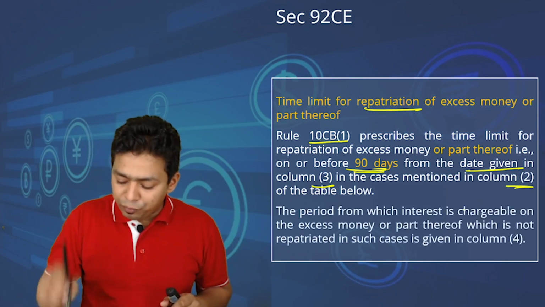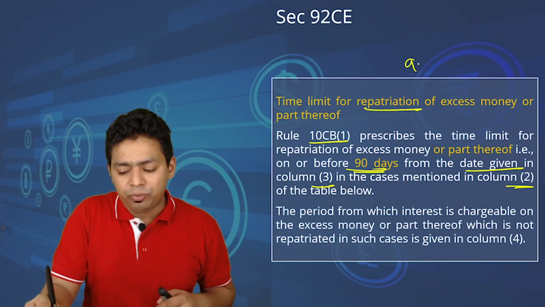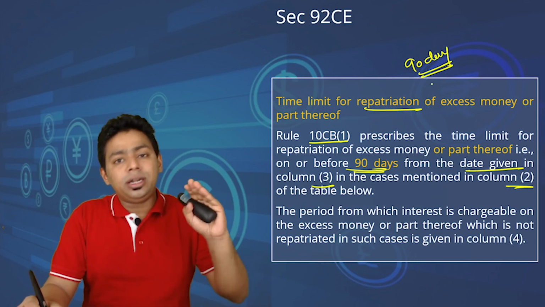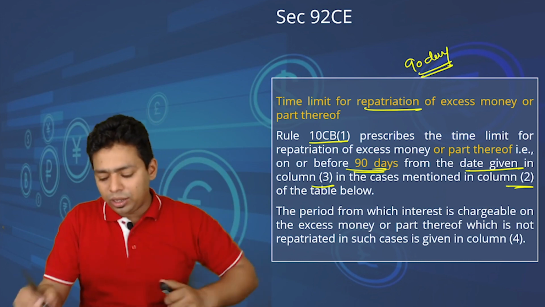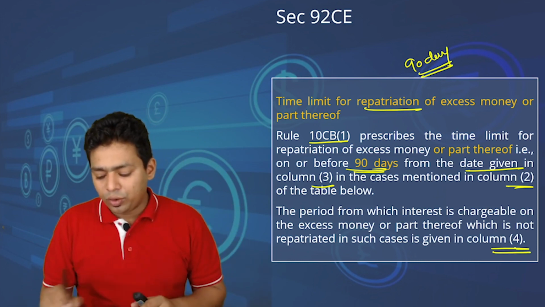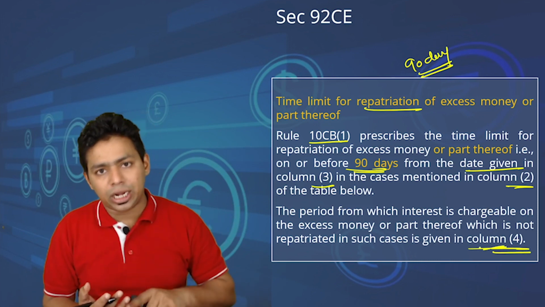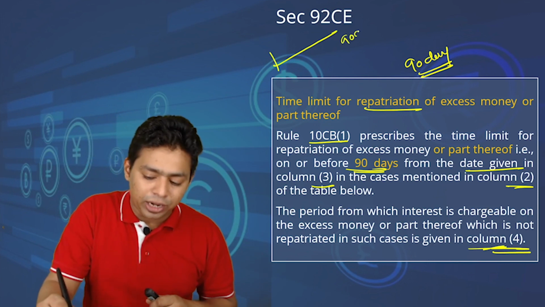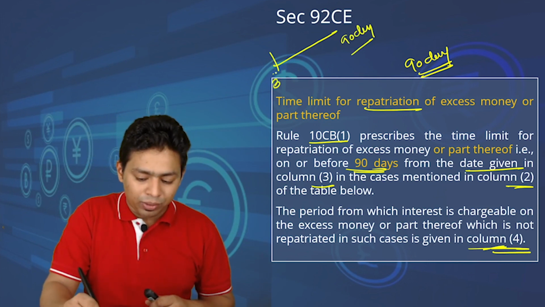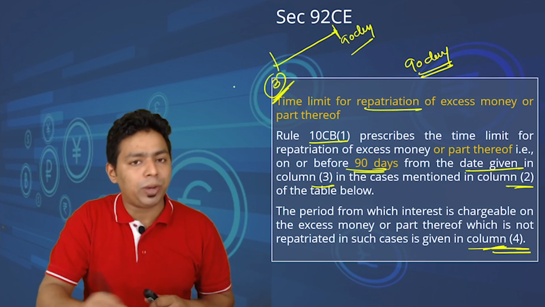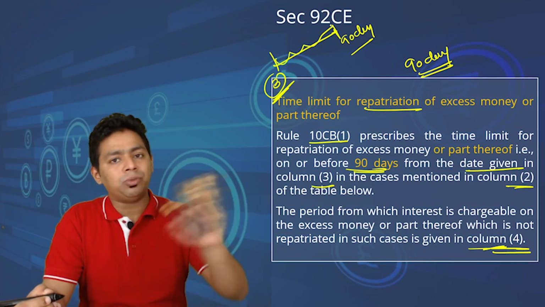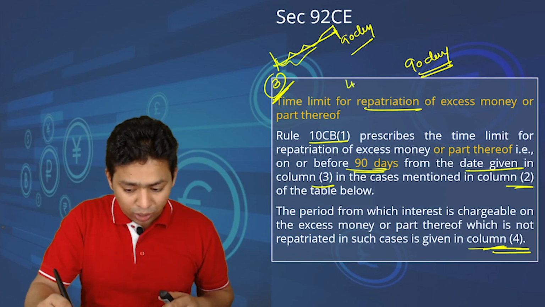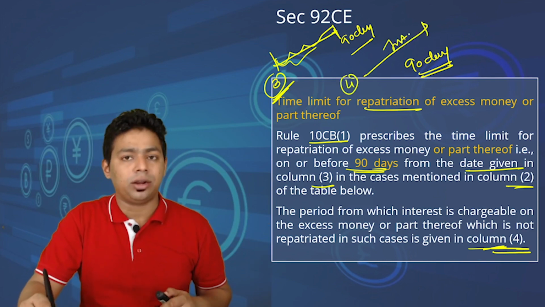The period from which, if it is not repatriated within 90 days, we have to start charging the interest. Then the interest start date should be given in column number 4. So column number 4 has your interest date, and column number 3 is the date from which the 90 days period will start. Within this period, if money comes, no problem. If in this period money doesn't come, then from column number 4 onwards, interest will start.